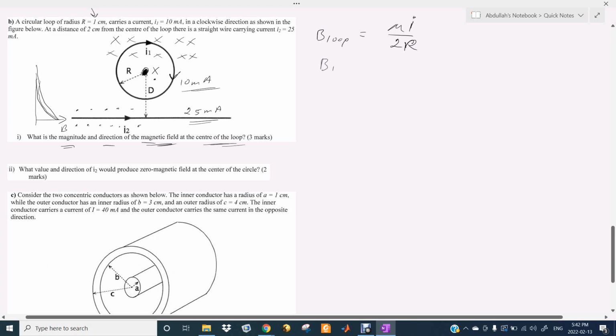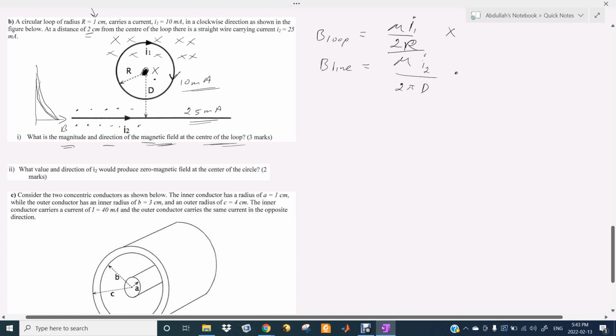For the line current, it's mu I2 divided by 2 pi D, where D is the distance from this line current to the center, which is equal to 2 centimeter. Convert this into meter. So now we have B loop and B line. This one is directed downwards. This one is directed upwards.